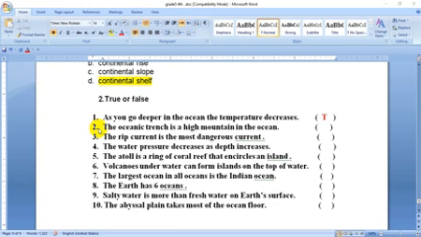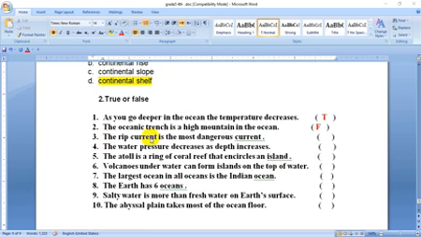Next question. The oceanic trench is a high mountain in the ocean. Oceanic trench is a high mountain. No, false. Oceanic trench is a deep part of the ocean floor. So the answer is false.